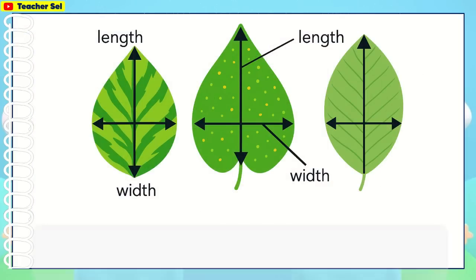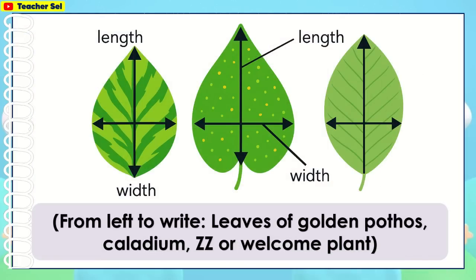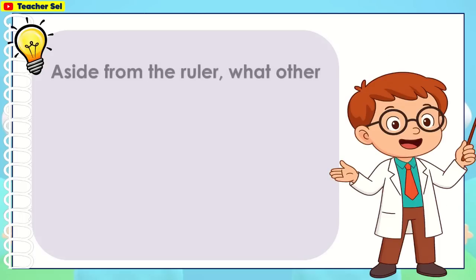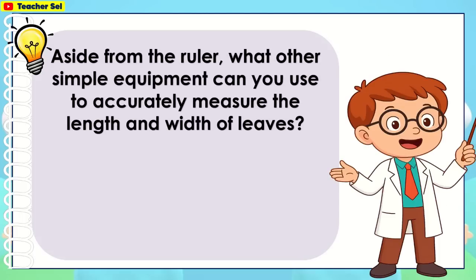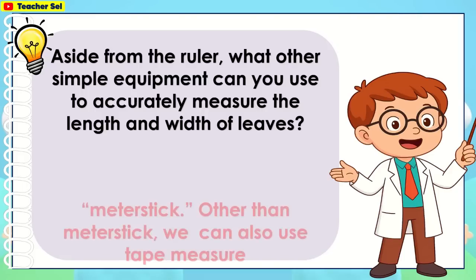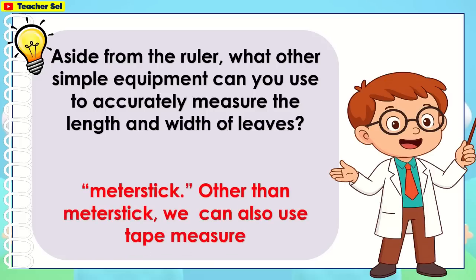Take a look at this illustration. From left to right, we have the leaves of golden pothos, caladium, zizi or welcome plant. Aside from the ruler, what other simple equipment can you use to accurately measure the length and width of leaves? You're right, it is meter stick. Other than meter stick, we can also use tape measure.